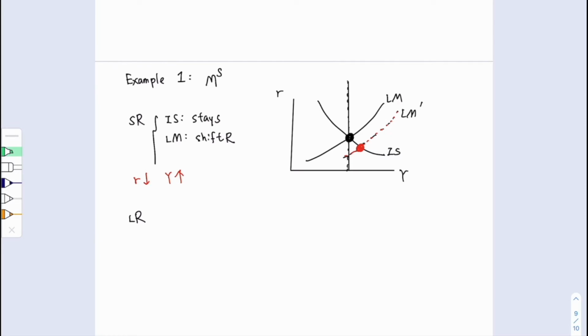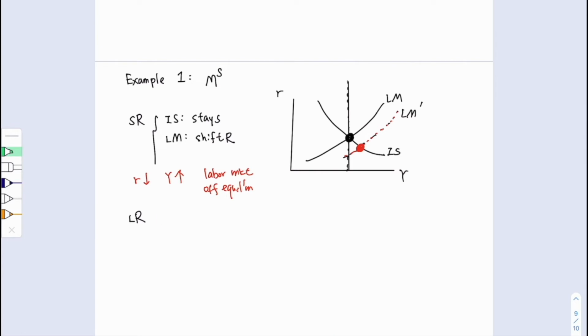But then in the short run, the labor market is off the equilibrium, because the intersection, the red dot, is not on the full employment line. Therefore, the labor market is not in equilibrium in the short run. So then what happens in the long run?